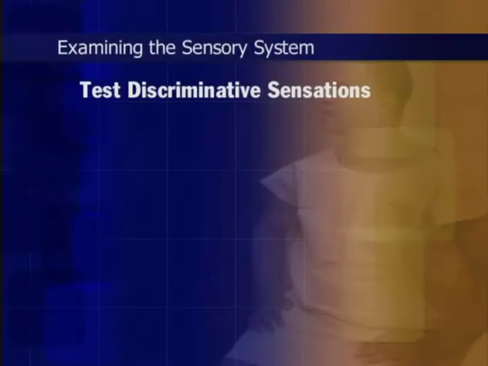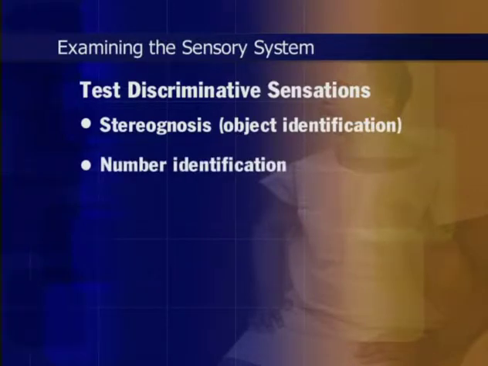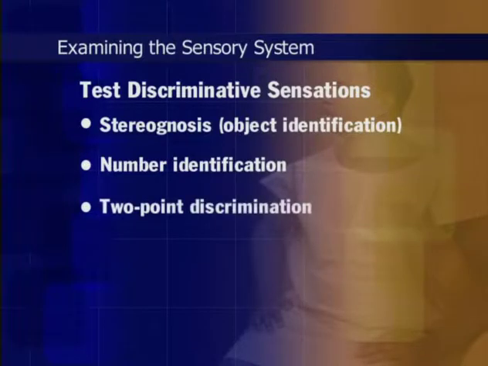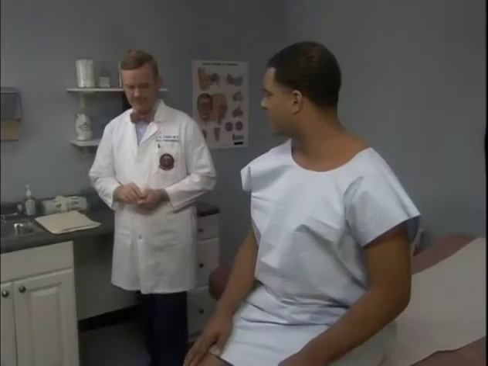Finally, test discriminative sensations by assessing stereognosis, or object identification, which is the primary test. If necessary, also test number identification, 2-point discrimination, point localization, and extinction. You will perform each of these tests with the patient's eyes closed. Keep your eyes closed. Now hold out your right hand.